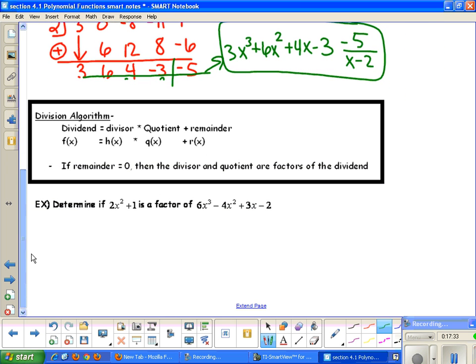Next thing we need to talk about is the division algorithm. For this, it just means your dividend equals your divisor times your quotient plus your remainder. If the remainder equals 0, then the divisor and the quotient are factors of the dividend. In this case, let's just look at a real quick example. Something that we know is simple.